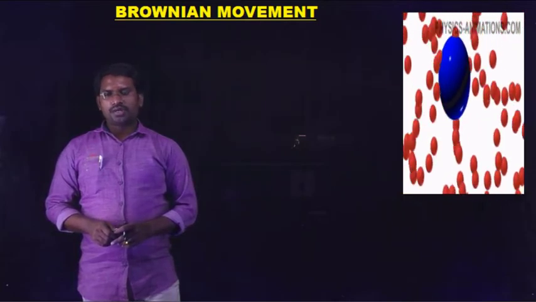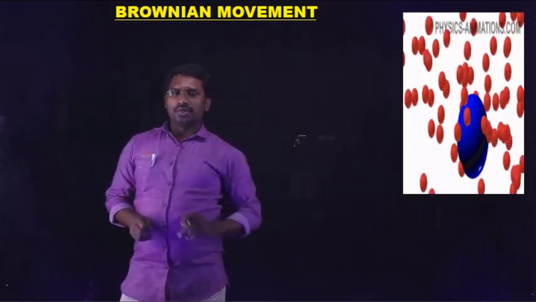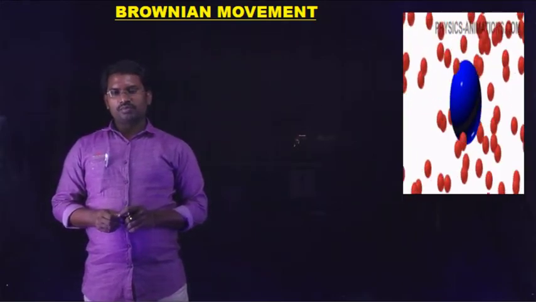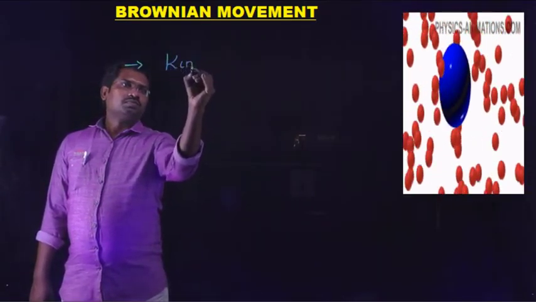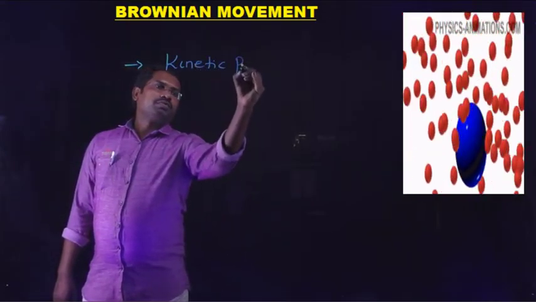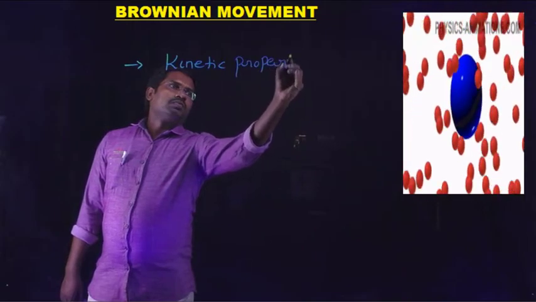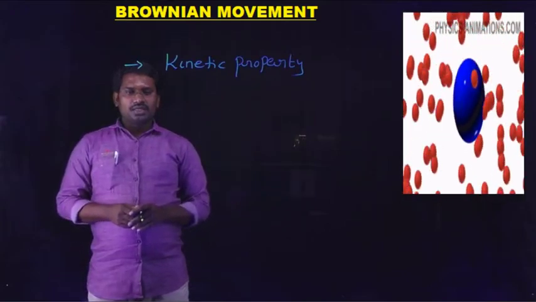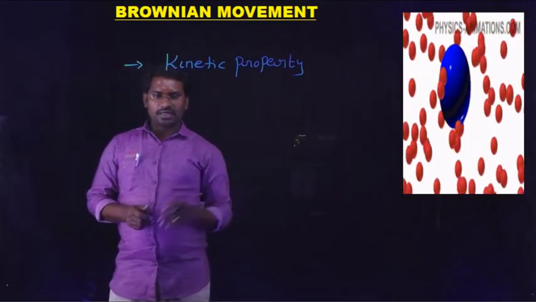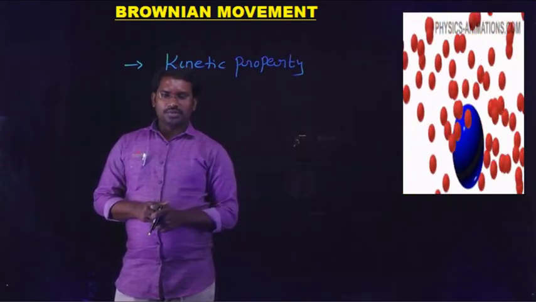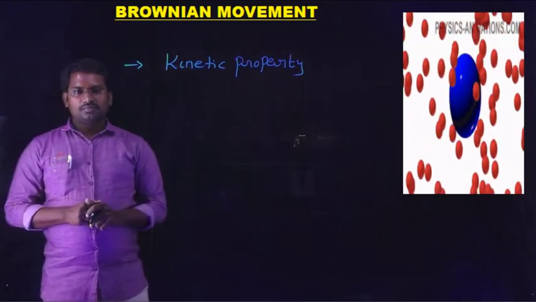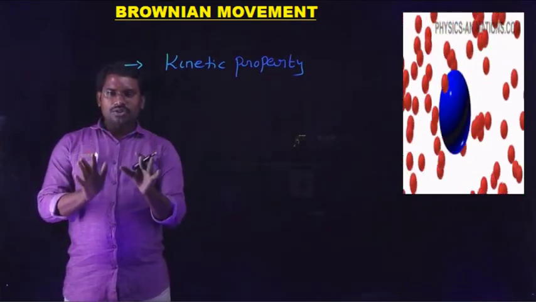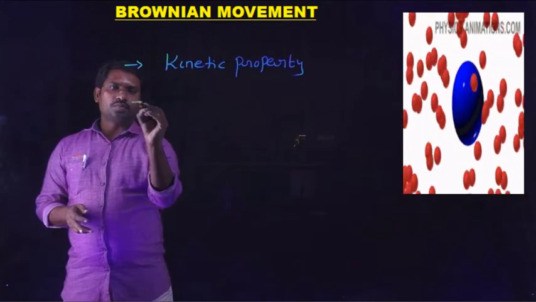Another important property of colloidal solution is Brownian movement. So what is meant by Brownian movement? First of all, Brownian movement is a kinetic property of colloidal solution. Once you look at the image, many of the colloidal particles move in a zigzag motion. That means there is no particular order. The movement of the colloidal particles in a zigzag motion is simply known as Brownian movement.